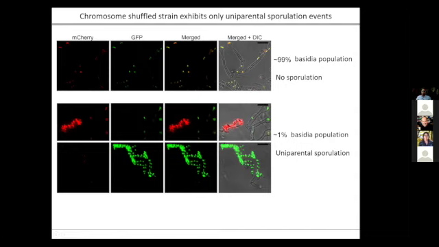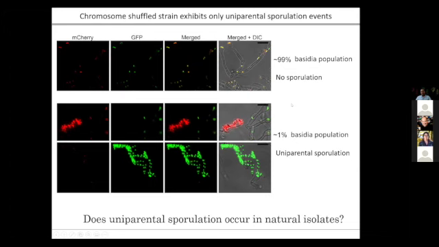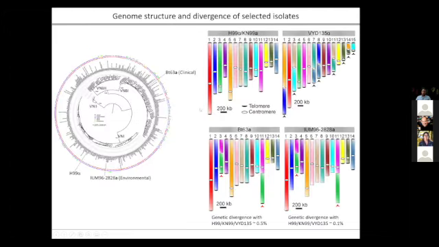So that was pretty convincing that there is something happening here where only one of the parents is basically forming the spore chains. But this was all done with the lab strains. So we wanted to know whether this can happen with natural isolates. And to do that, we selected two of the natural isolates. One is BT63A and one is IUM96. This one is an environmental isolate, and this is the clinical one.